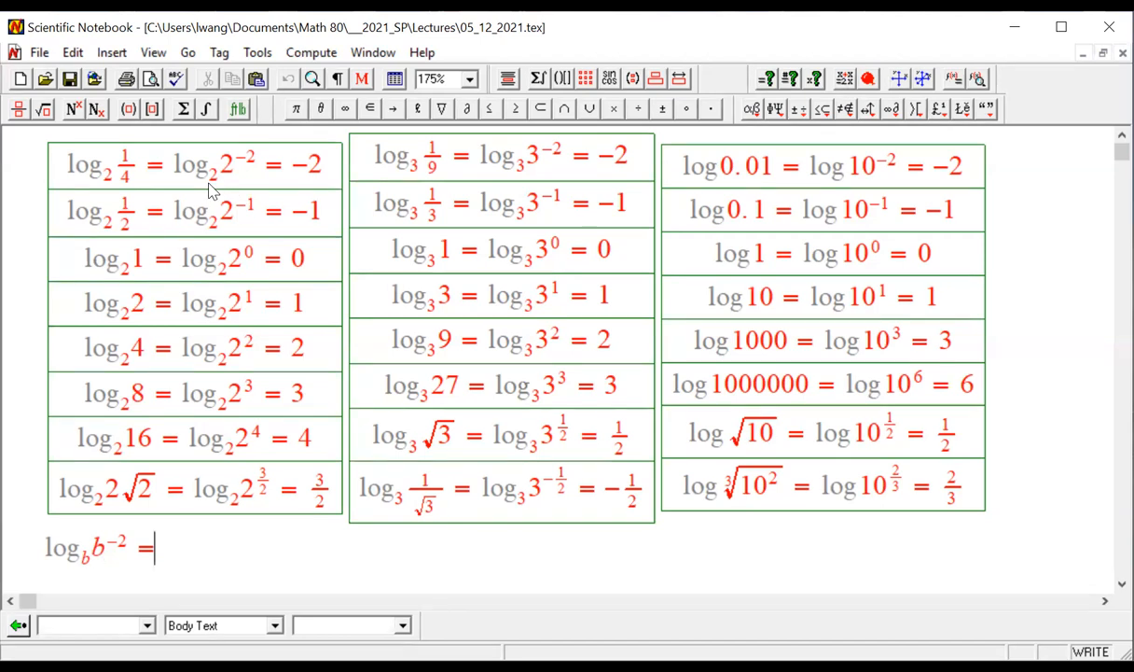Right, in this case, base is 2. In this case, base is 3. Base is 10. So what will be the answer? Yeah? Are you guys with me?